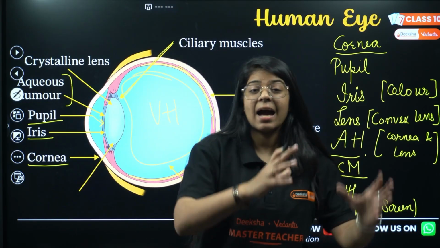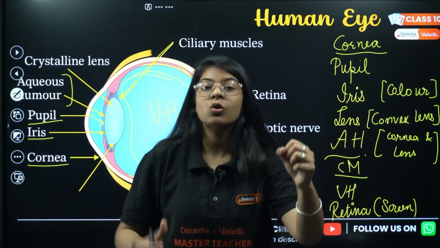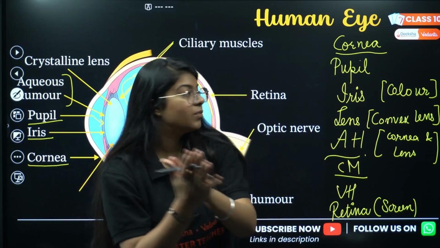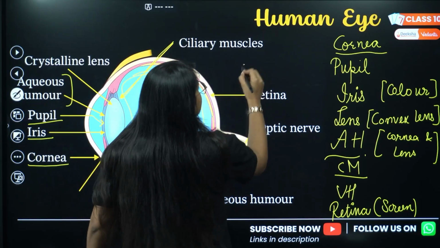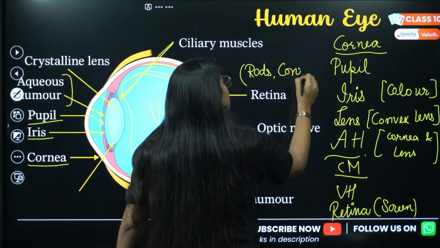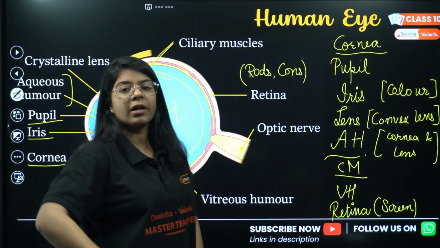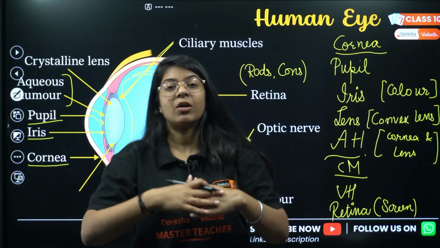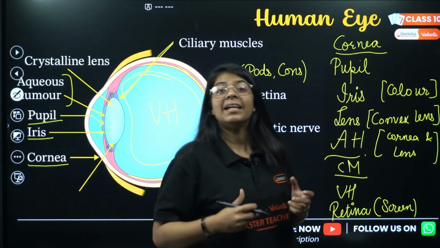Now the retina has two types of cells, rods and cones, which are light sensitive cells. These are millions of small cells present on our retina. They take the information from the rays that are converging. That's why these are light sensitive.